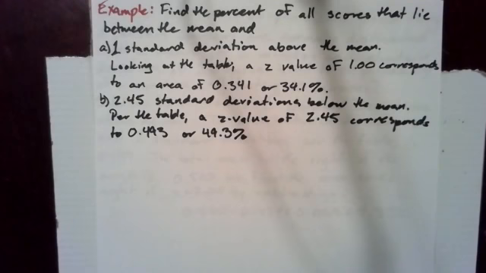B, 2.45 standard deviations below the mean. Now remember, the curve is symmetric, so it doesn't matter whether we are looking above or below the mean, we'll get the same values. Per the table, a z-value of 2.45 corresponds to 0.493 or 49.3% of all scores.